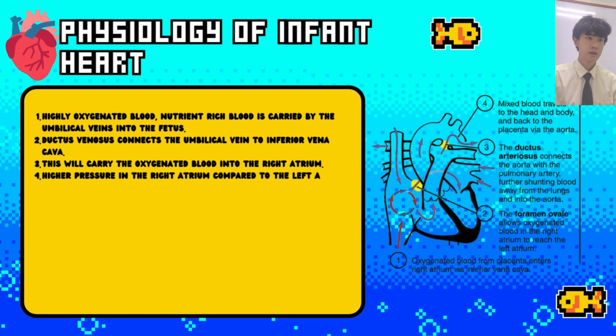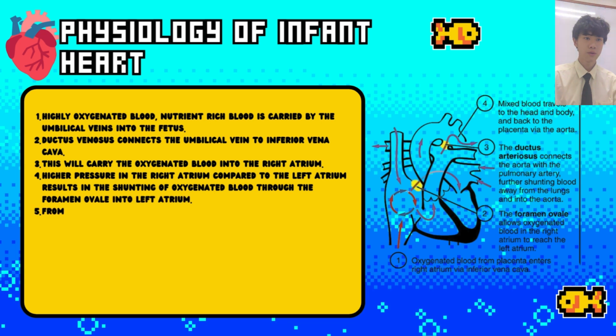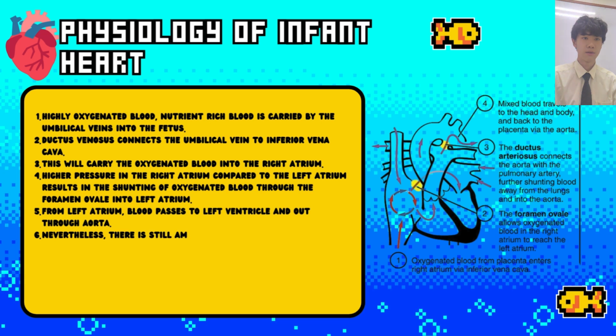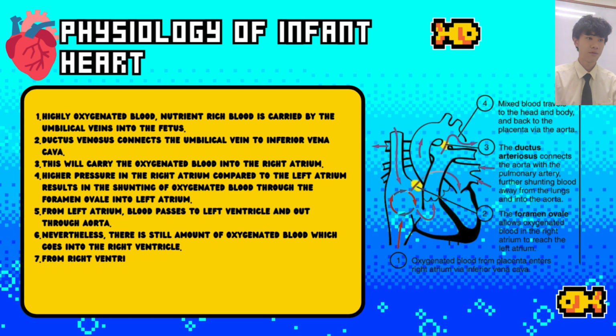Basically, the oxygenated blood will first go into the right atrium from the inferior vena cava. But before that, actually, the infant has another structure called the ductus venosus. The ductus venosus is located in the liver.